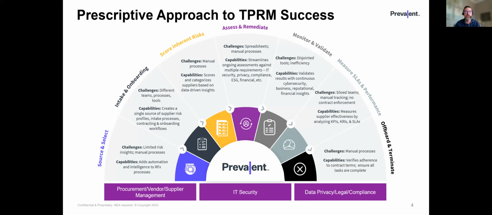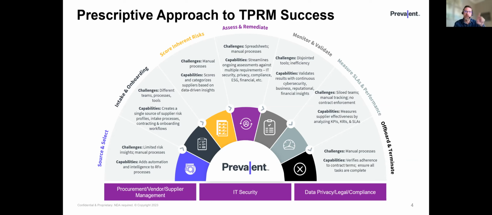Next is measuring performance over time. Whether or not a vendor or supplier or third party is meeting your contractual requirements is necessary. You've got to have that in order to view your KPIs and KRIs and measure that against service levels. And then finally, terminating and offboarding organizations.